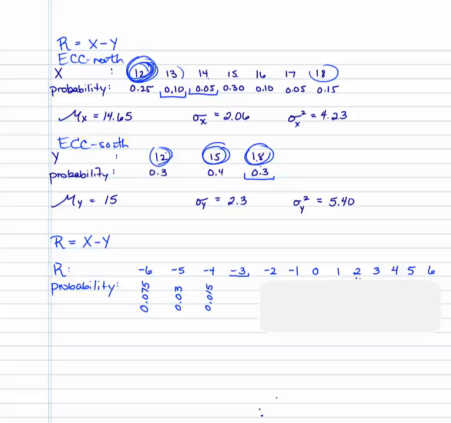Negative 3, I think, was made two ways, right? By 15 take away 18, so that's 0.3 times 0.3, 0.09, and also by 12 take away 15, 0.25 times 0.4 is 0.1, and you combine them to make 0.19. So take a minute and try to calculate all the rest of the probabilities.